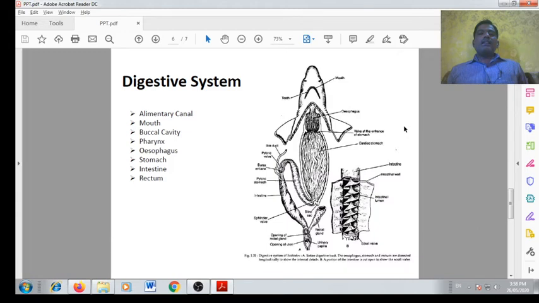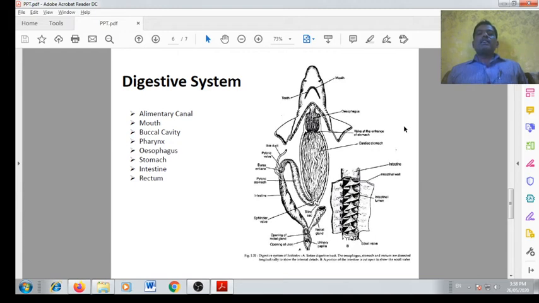The alimentary canal starts from the mouth. The mouth is a ventral crescentic opening present on the ventral side of the head. The mouth is bordered by folds of integument, sometimes also called the upper lip and lower lip. Both the jaws are bordered by backwardly directed teeth, and the mouth opens into the buccal cavity.